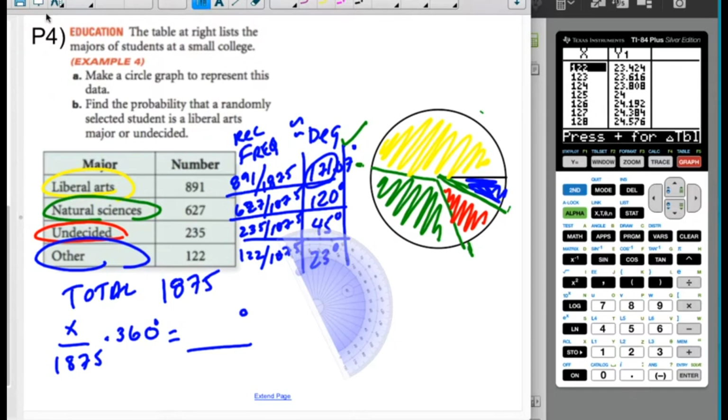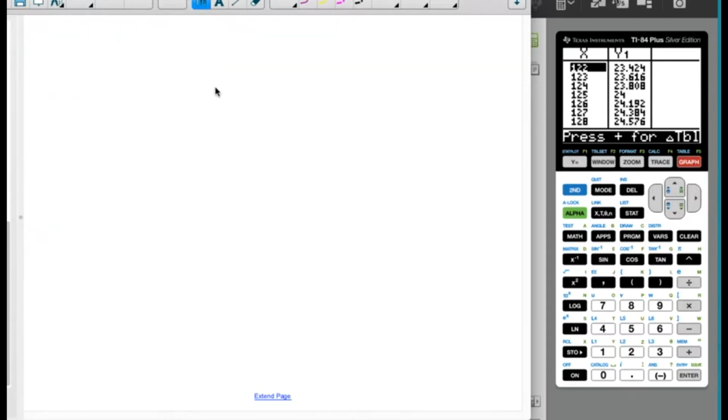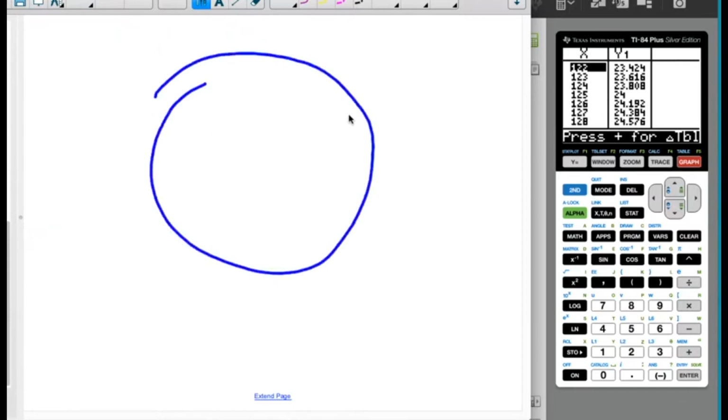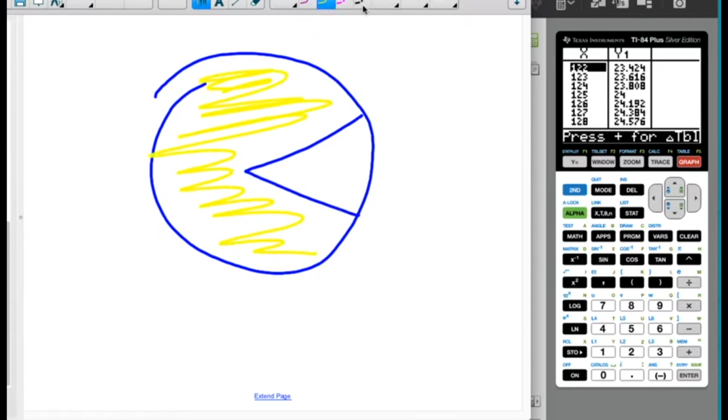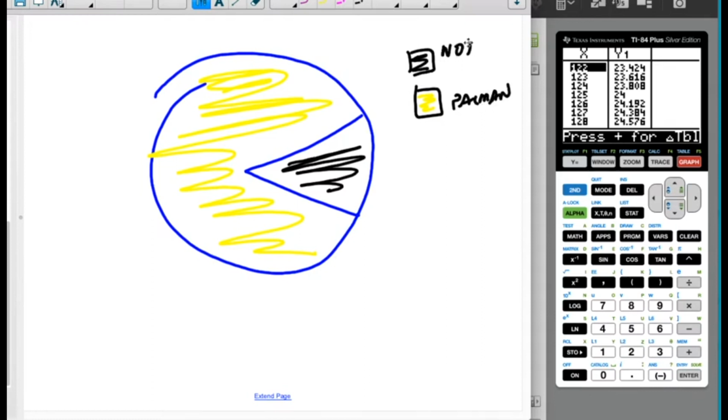So yeah, personally, my very favorite circle graph looks something like this. It's this, right? And let's say this. And the color coding is something like Pac-Man, not Pac-Man. So there you go, favorite circle graph. And that's it for this video.